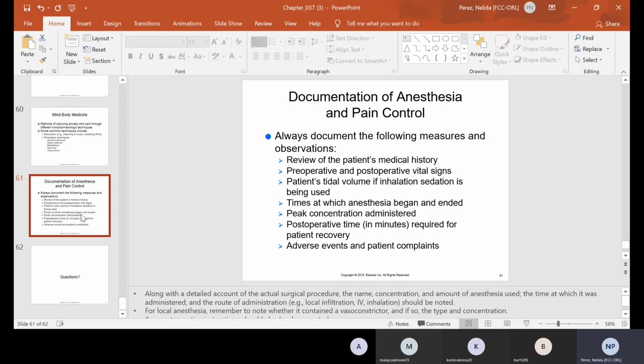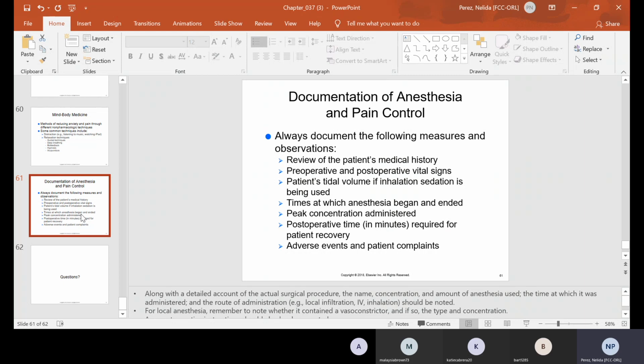Now, I will say this, being that dentistry is mostly local, what you want to count and what you want to write in the chart is how many cartridges the doctor used and what kind. So in the chart, if it's Lido with 2% epinephrine, you would write that in the chart. And if the doctor gave 3, you would write times 3. Okay, that would indicate how many the doctor gave.